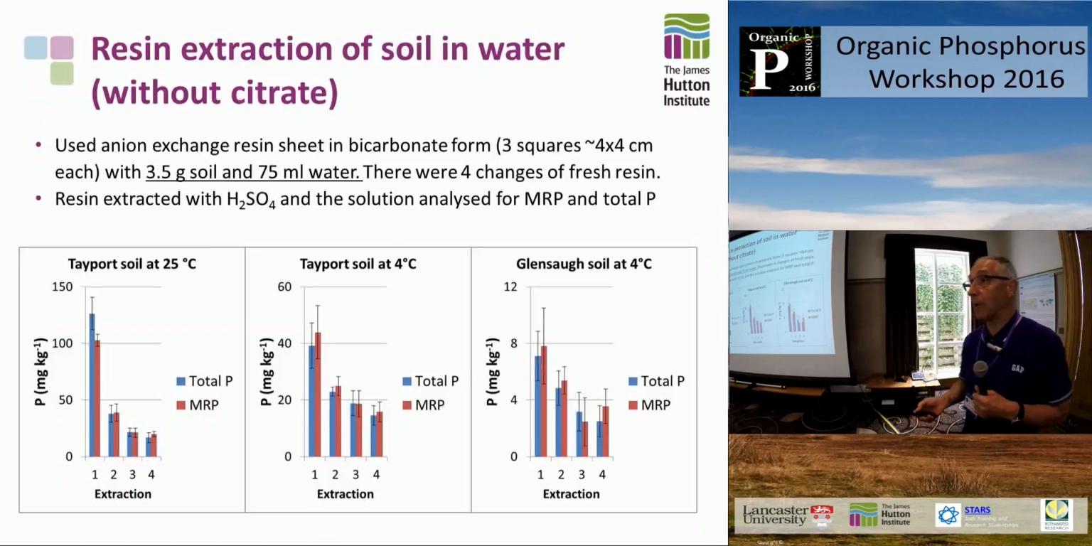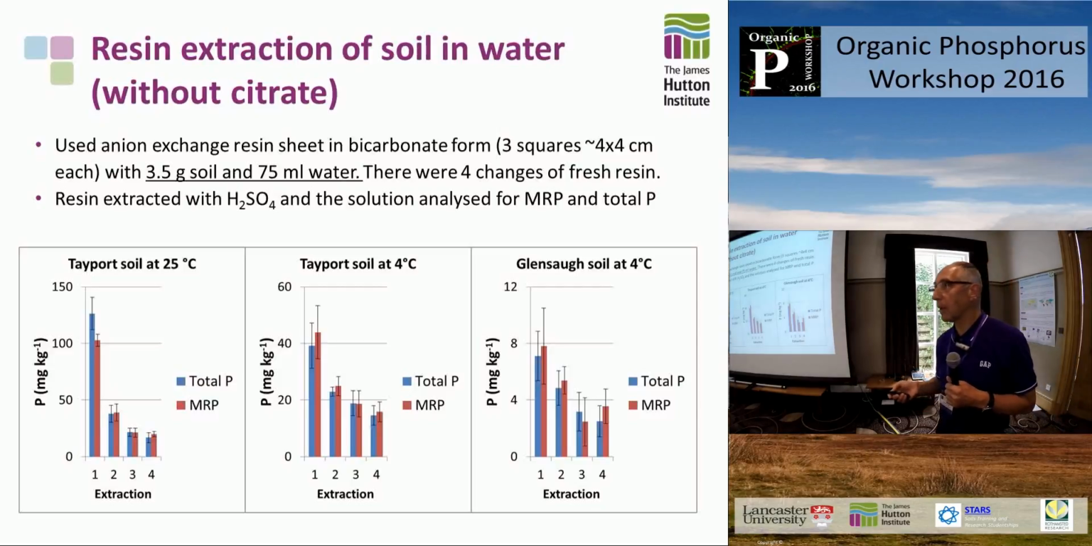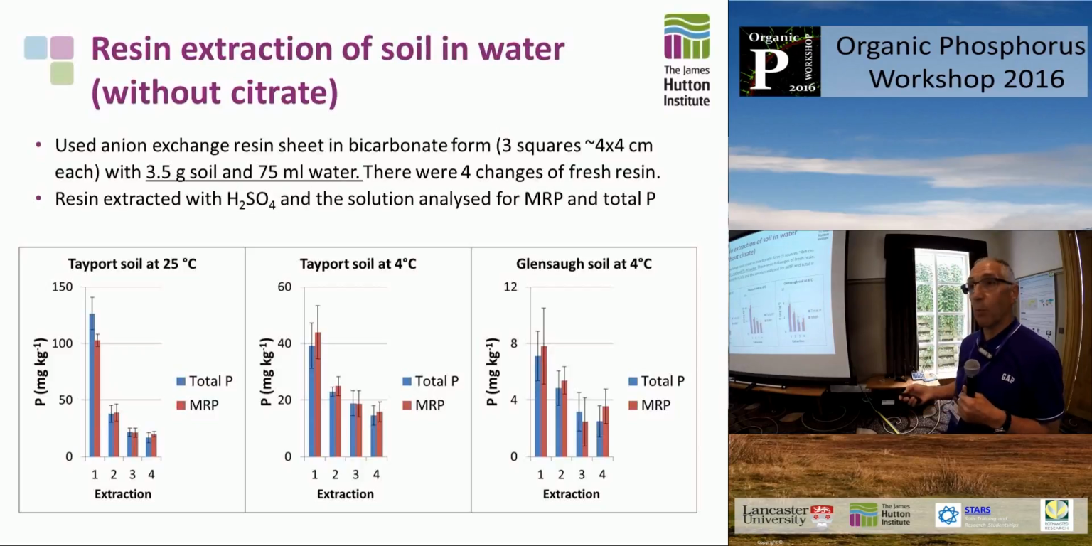Well, I said the first experiment was simply looking at depletion of soil with resin. And the idea here was that we would take 3.5 grams of soil, stirred in some water, and there were resin squares in the bicarbonate form in the mixture. The idea was to allow the resin to take up the phosphorus. Then we would add some clean resin sheet, see how much more comes out, and do this 4 times. And the idea was we would maybe deplete the inorganic pool and maybe start to see some of the organic phosphorus coming out on the resin.